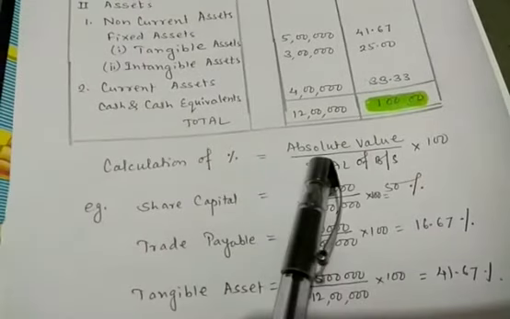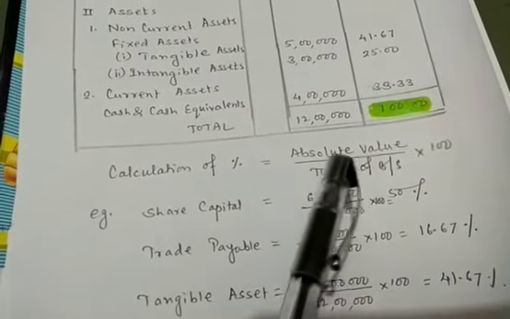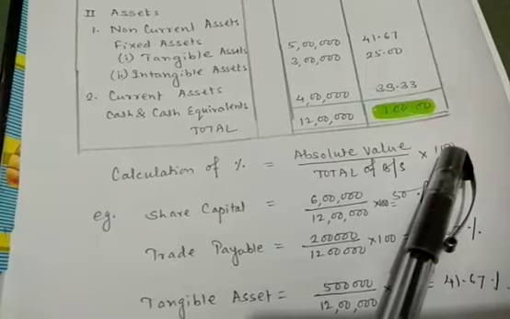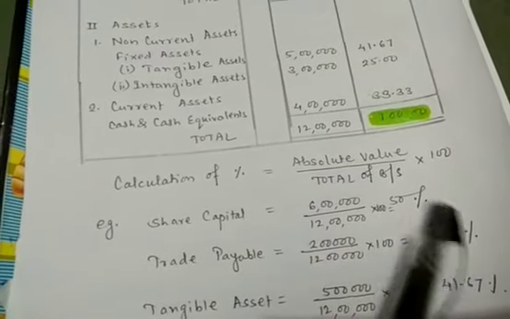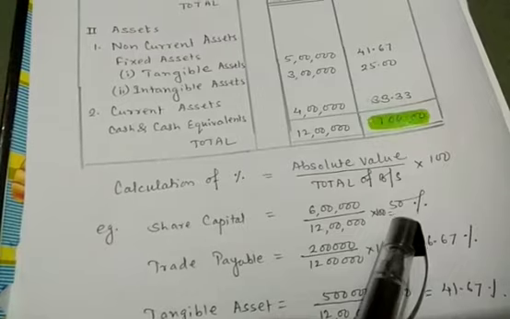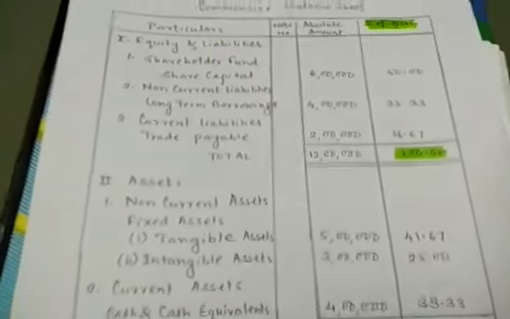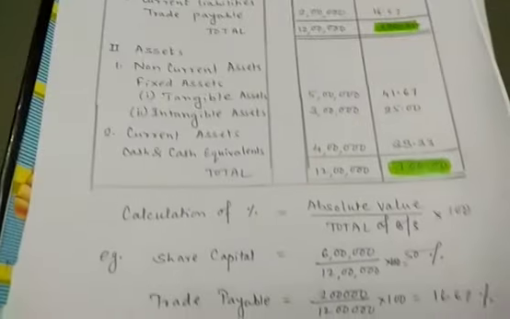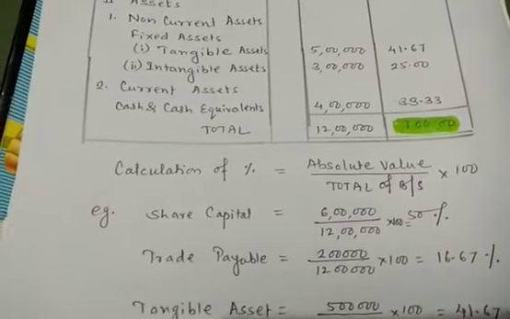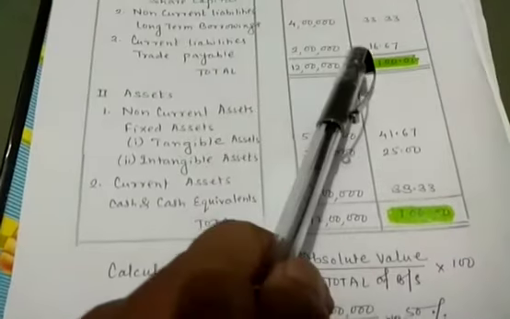Similarly, the calculations are done. Percentage is equal to absolute value upon total of balance sheet into 100. 6 lakhs is the share capital, total is 12 lakhs, multiplied by 100 gives you 50%. Let's take trade payable. Trade payables are 2 lakh rupees as compared to the total of 12 lakhs. 2 lakhs divided by 12 lakhs multiplied by 100 gives you 16.67%.